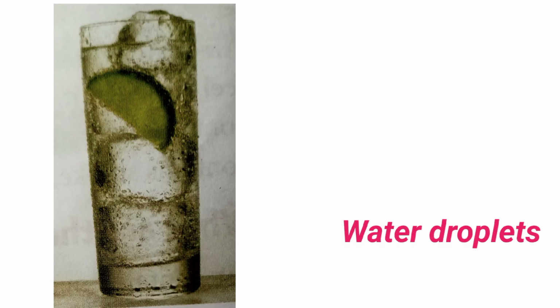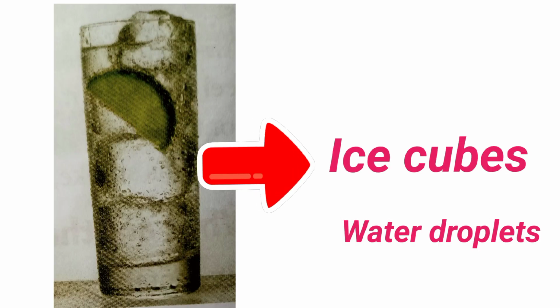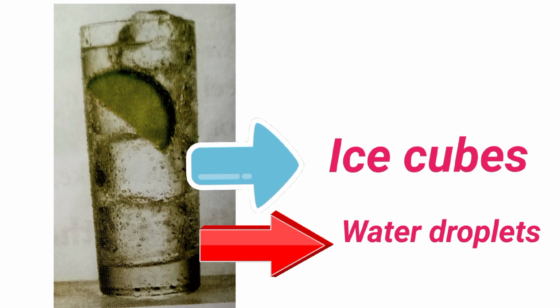Now we see the water vapor. Air contains water in the form of water vapor. For understanding this, we take one example. When we put ice cubes in a glass and leave the glass for some time, we see water droplets on the outside of the glass.